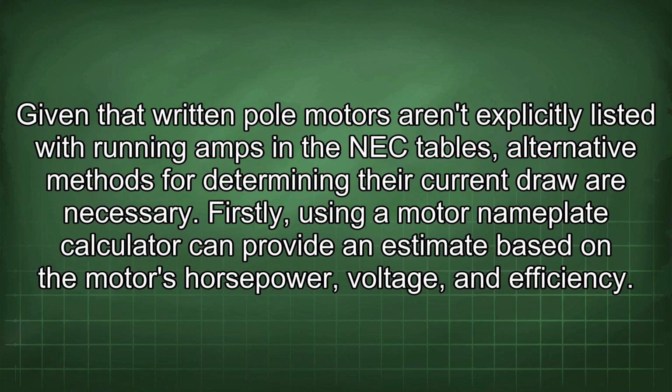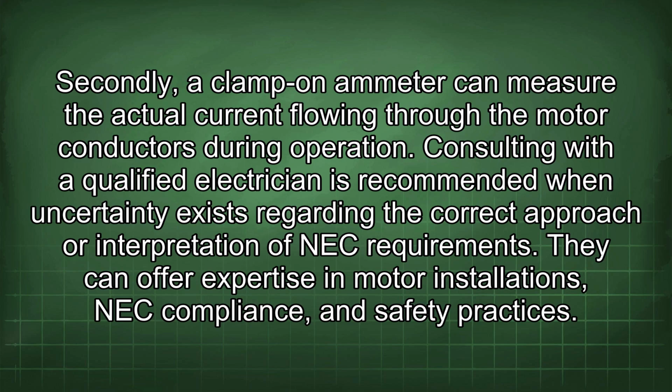Given that written pole motors aren't explicitly listed with running amps in the NEC tables, alternative methods for determining the current draw are necessary. Firstly, using a motor nameplate calculator can provide an estimate based on the motor's horsepower, voltage, and efficiency. Secondly, a clamp-on ammeter can measure the actual current flowing through the motor conductors during operation. Consulting with a qualified electrician is recommended when uncertainty exists regarding the correct approach or interpretation of NEC requirements. They can offer expertise in motor installations, NEC compliance, and safety practices.